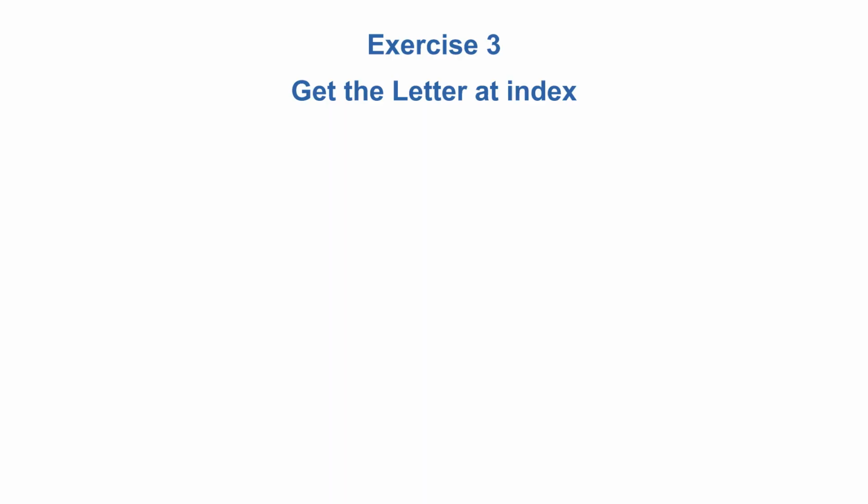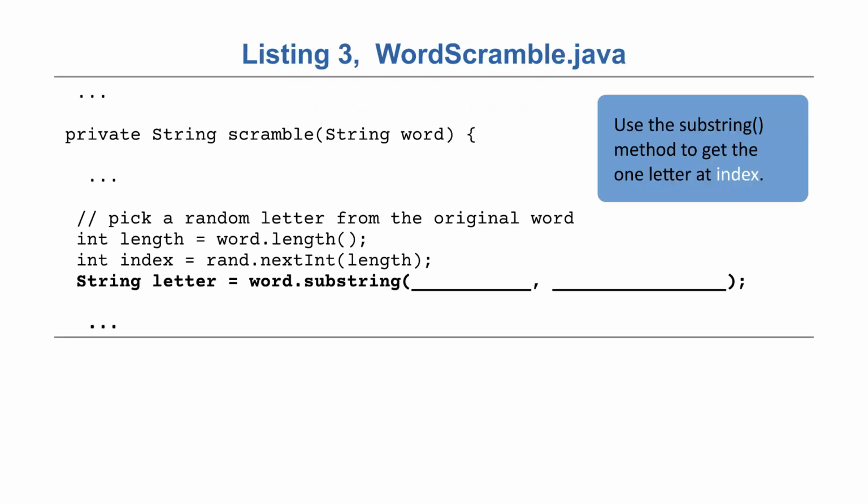Index was set to a random number greater than or equal to 0 and less than the length of word. Let's complete the first step in scrambling the word. We'll get the letter in word at the randomly selected index. Exercise 3. Get the letter at index. Use the substring method to get one letter at index. Hint: follow the preceding example that returned only one letter.